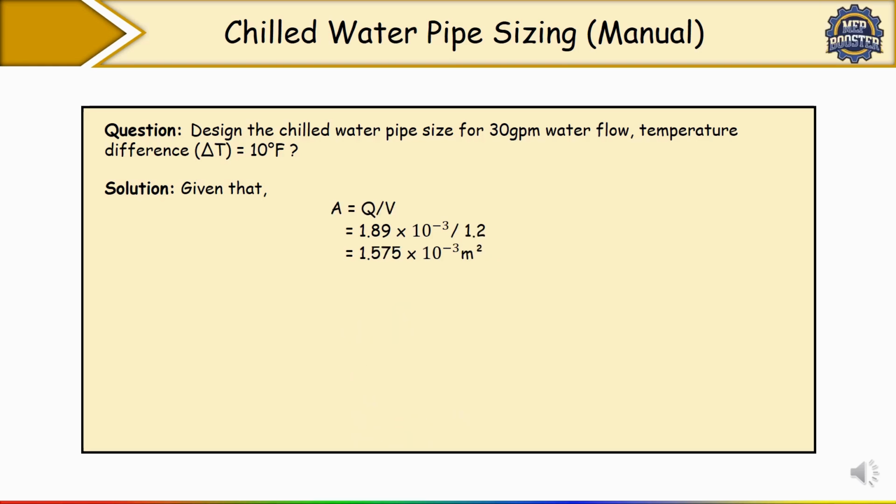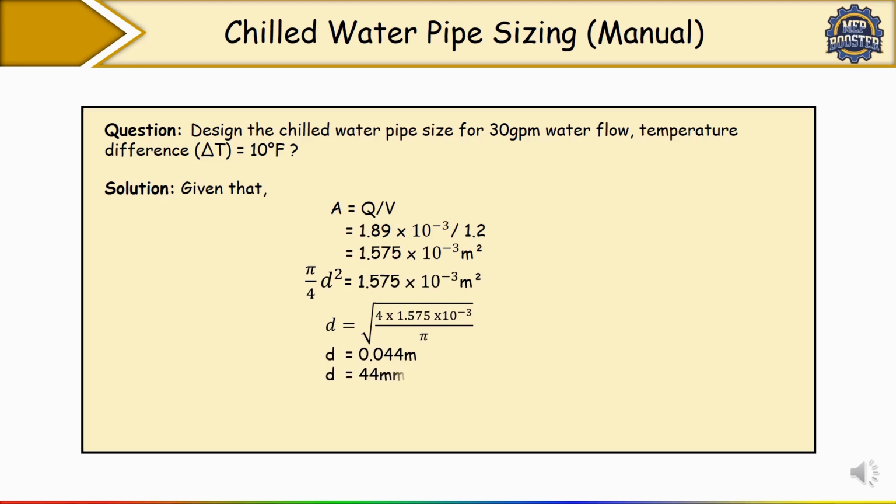Now all of you know the area of a circle, because the pipe is of circular shape. The area of a circle is how much? Pi by 4 d square. So from here you can easily calculate the diameter. It is near about 0.044 meter. In millimeter, it is near about 44 millimeter.